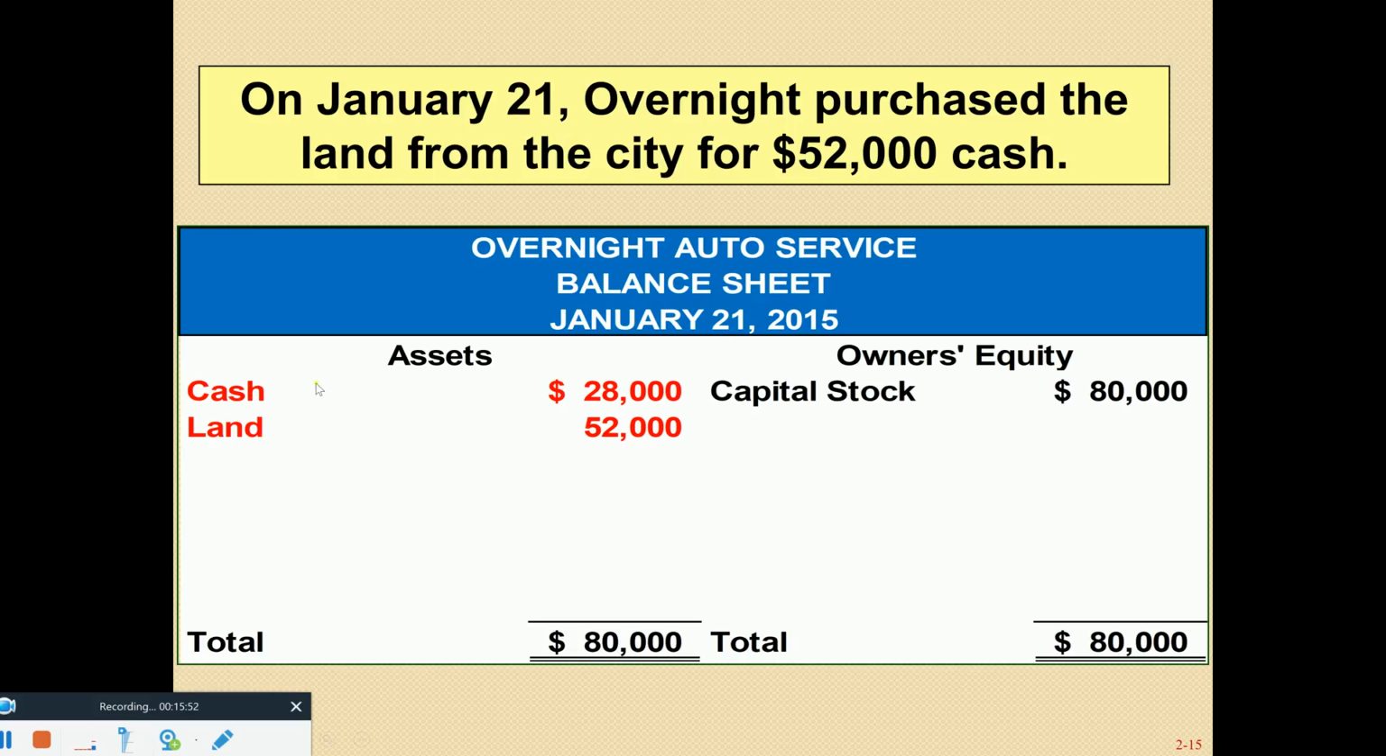And so what's going to happen is as follows. Take a look at the two assets now. One of the assets, cash. Remember it had an $80,000 balance? It went down $52,000, and now the running balance is $28,000. 80 minus 52 is 28. But now we have this new asset called land, $52,000. So with that business transaction, one asset increased, the land, and one asset decreased, the cash. Does my accounting equation still work? Absolutely. My assets still equal my liabilities and my equity.